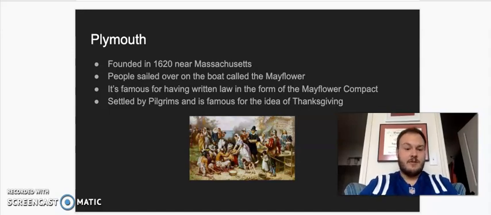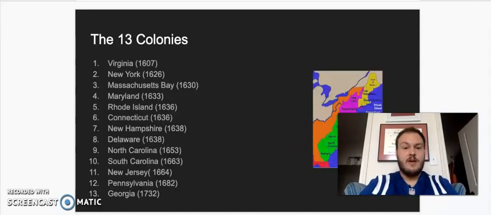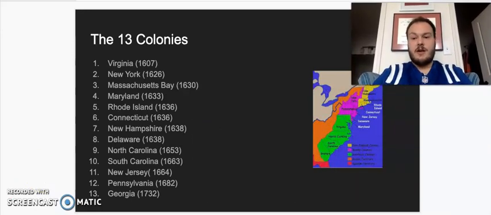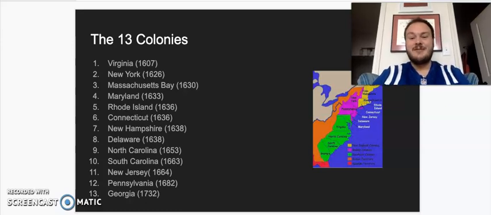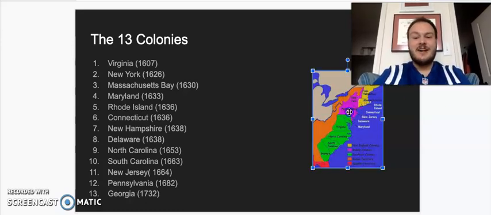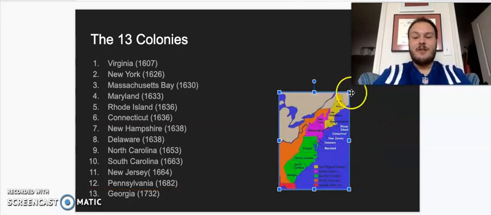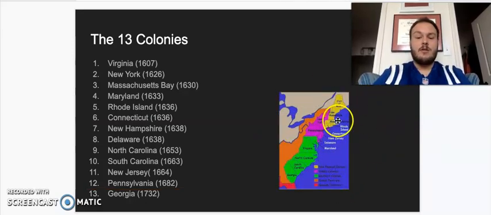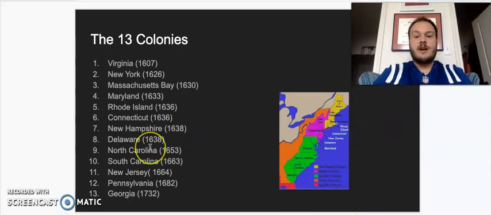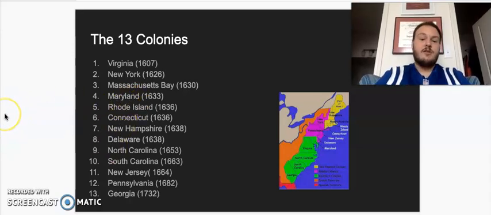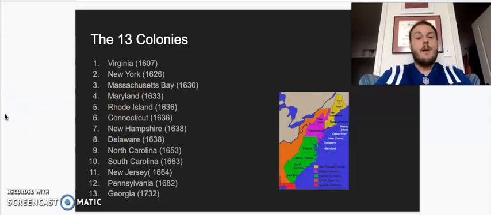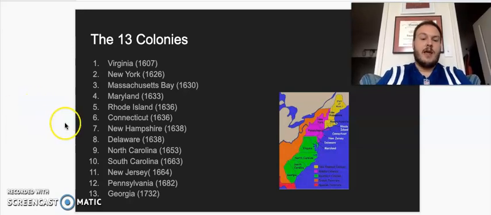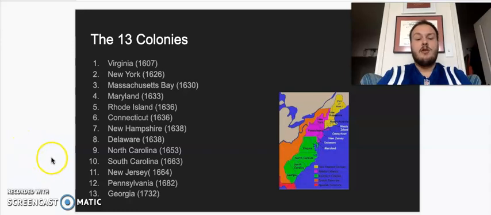But following this, we're getting into some really cool stuff, and that is the 13 colonies. Yes, the 13 colonies. I wish I could move my picture a little further away, but the 13 colonies is this area of New England and going partly into the South. So the 13 colonies that came after Plymouth and Jamestown were Virginia, New York, Massachusetts Bay, Maryland, Rhode Island, Connecticut, New Hampshire, Delaware, North Carolina, South Carolina, New Jersey, Pennsylvania, and Georgia.